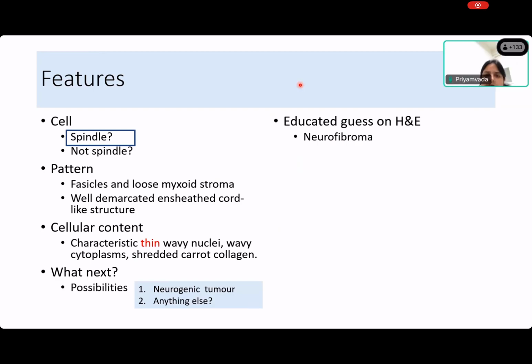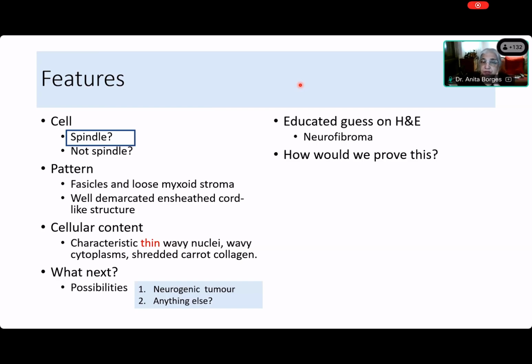Can this be what we call a plexiform neurofibroma? Yes, it is quite right. It can be a plexiform neurofibroma because it is in those bundles, and they have a sheath around it. Okay, excellent. All right, so it's a neurofibroma. Good. Now, how would we prove this?